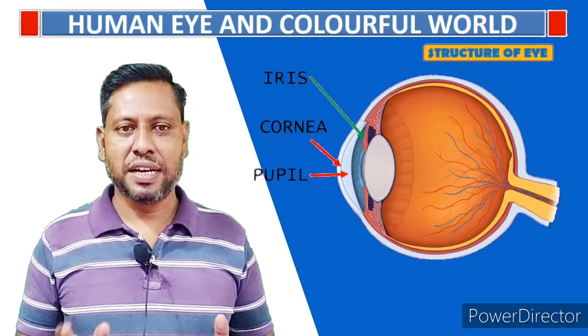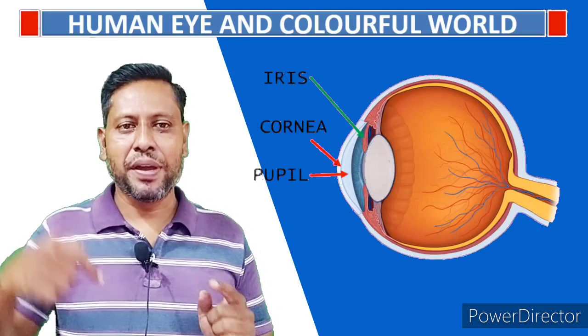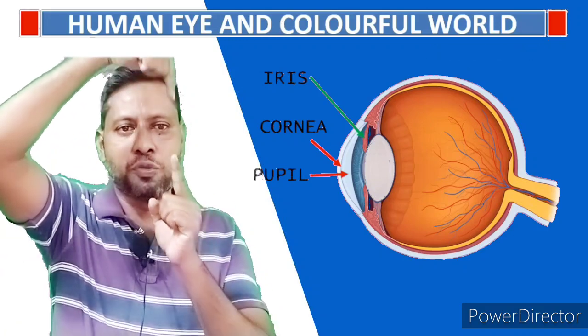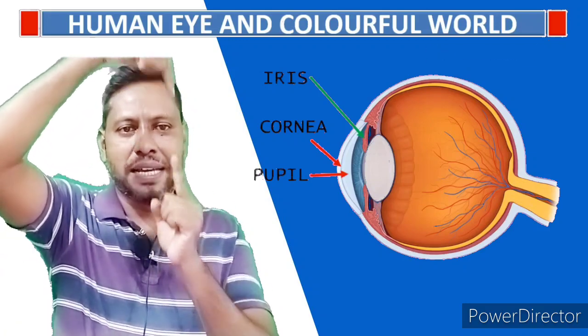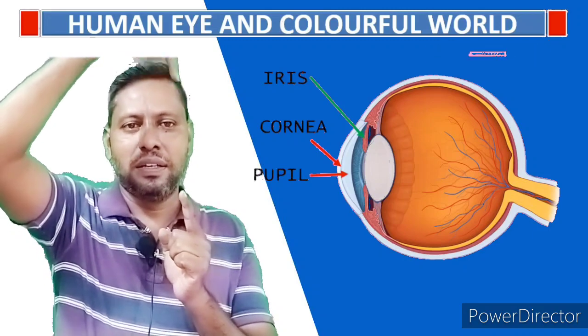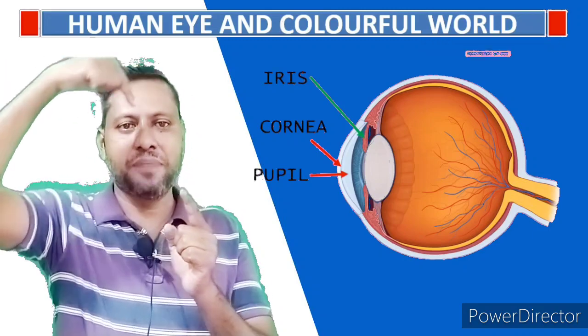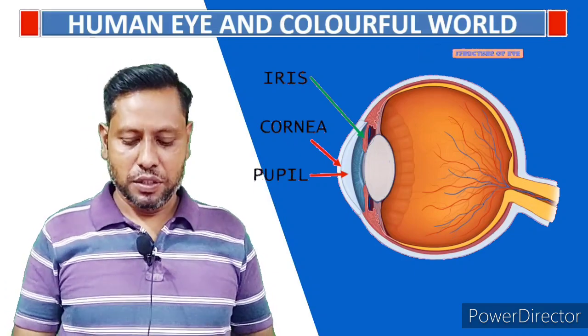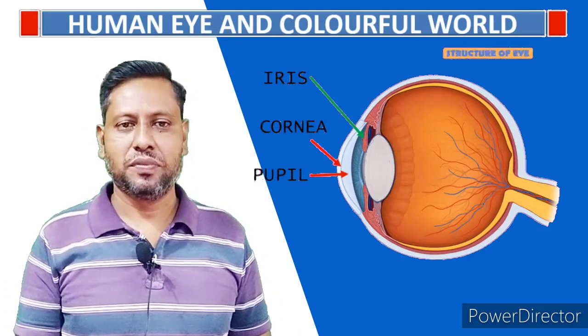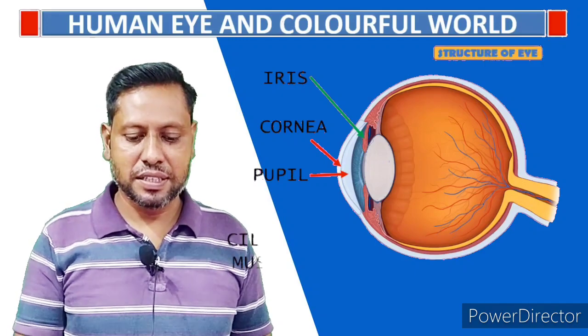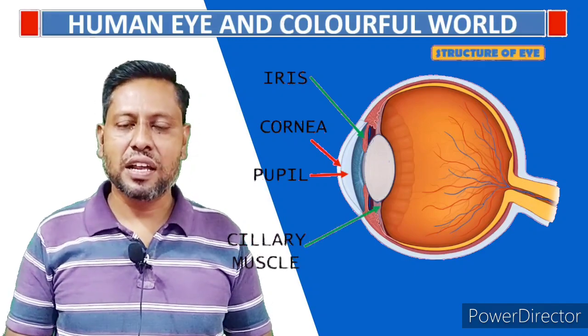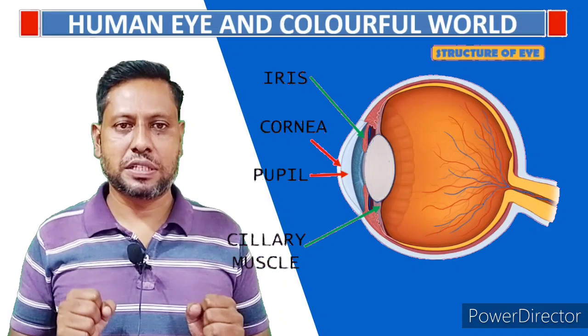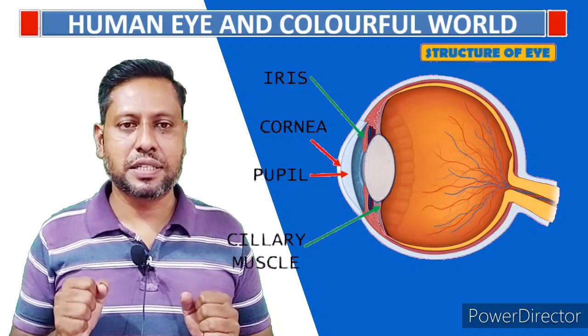Now be careful about this iris actually. Iris is a pair of muscles or tissues which are in front of the eye lens. One is from the upward direction and one is from the bottom direction, so there is a pair of iris. The next part is the ciliary muscles. These are also a pair of muscles. They are attached to the eye lens.